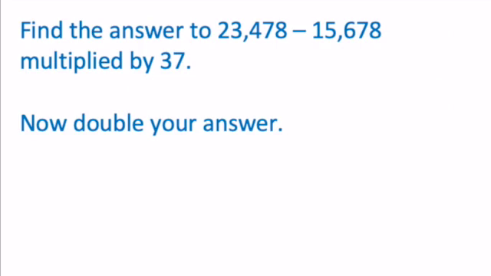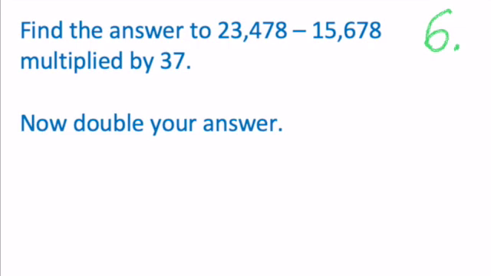Now, number 6, this is quite a challenging one. So we'll read it. You can then decide if you are going to tackle it. A lot of you can, or if you're going to just watch me do it. So it says, find the answer to 23,478 take away 15,678 multiply by 37. Now double your answer. So I know a lot of you can have a really good go at that. Press pause if you're one of those people while you work it out. Welcome back, or you might still be with me.